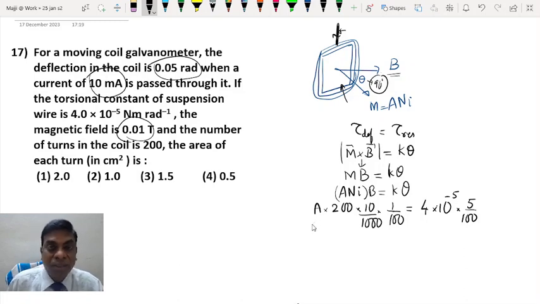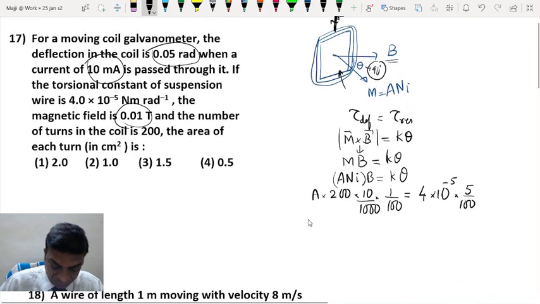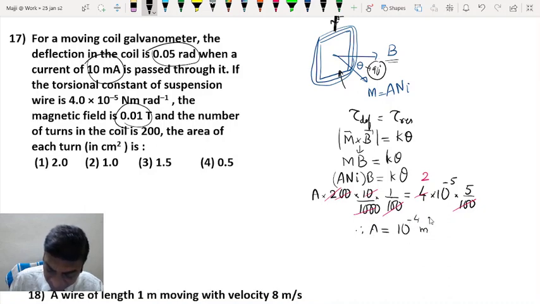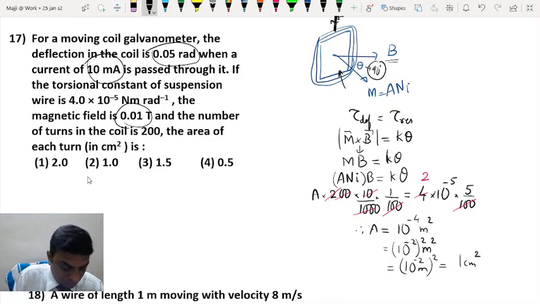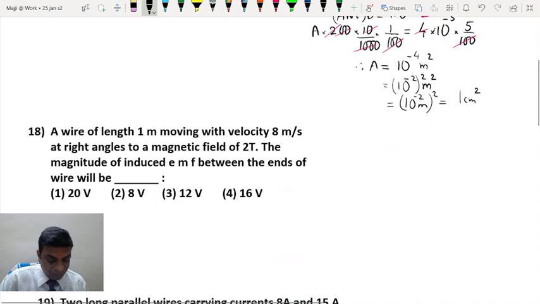The SI unit of area is meter square, so we'll be getting the answer in meter square. Let us see. Here 100 gets cancelled on both sides, 1000 gets cancelled here, and the two twos cancel. So we have the area as 10 to the power minus 4 meter square. Since this is 10 to the power minus 2 whole square, I can write this as 10 to the power minus 2 meter whole square, which is 1 centimeter whole square. So 1 centimeter square is the correct answer. I hope that is clear. Then moving on to the next question.